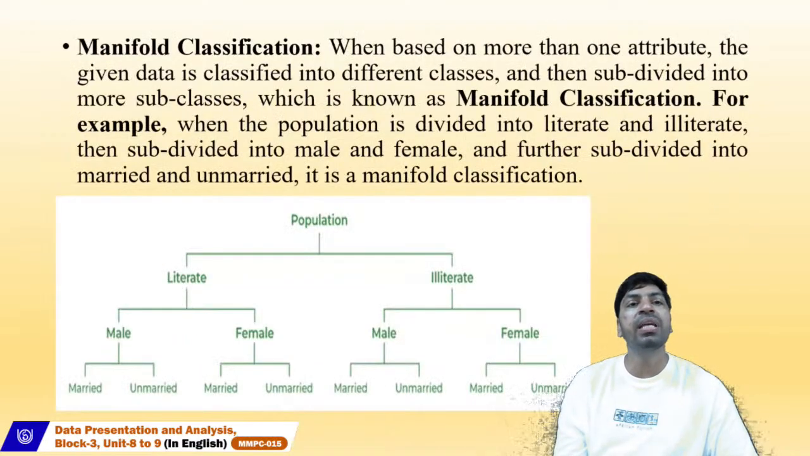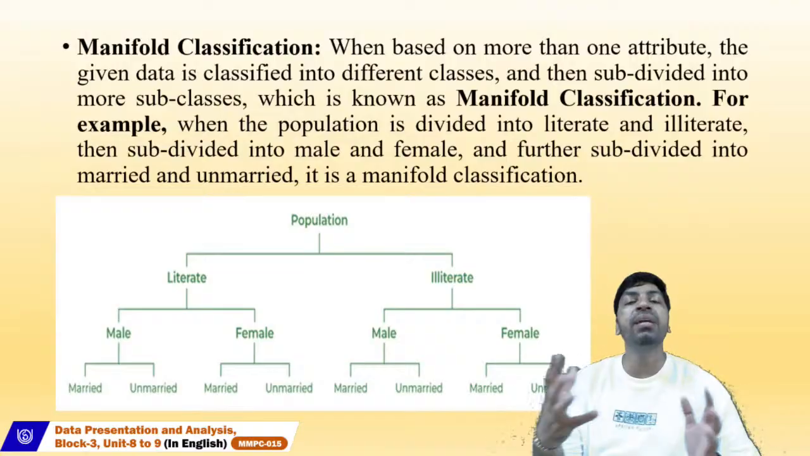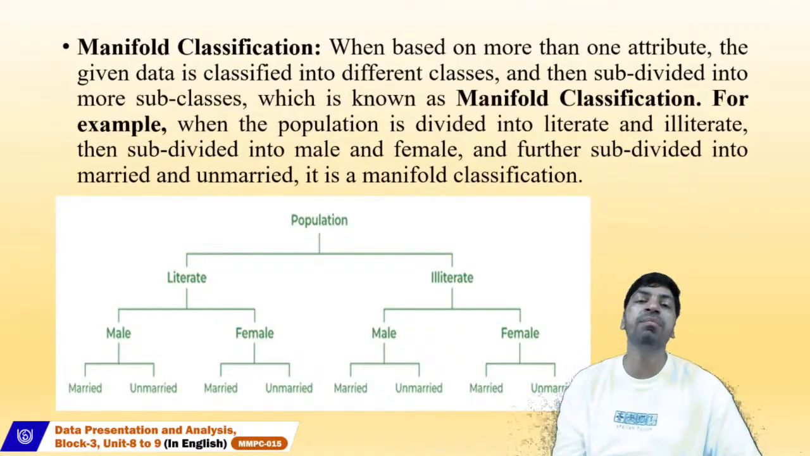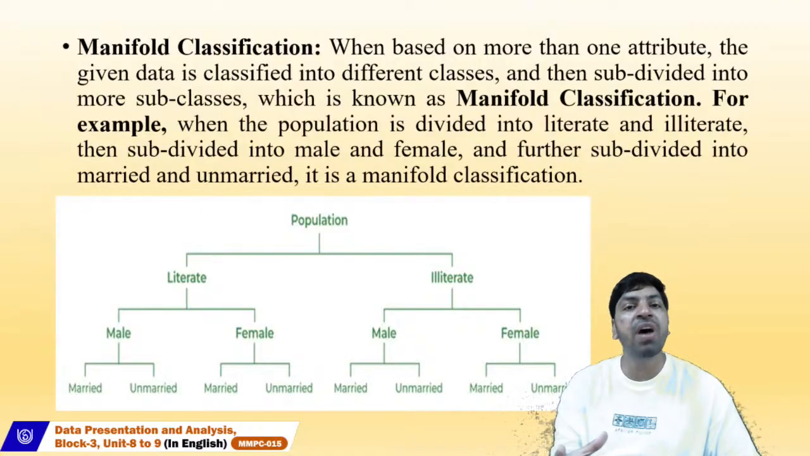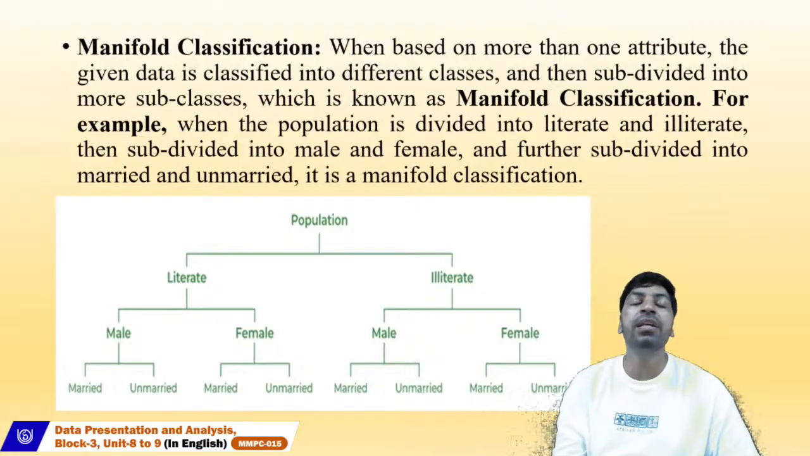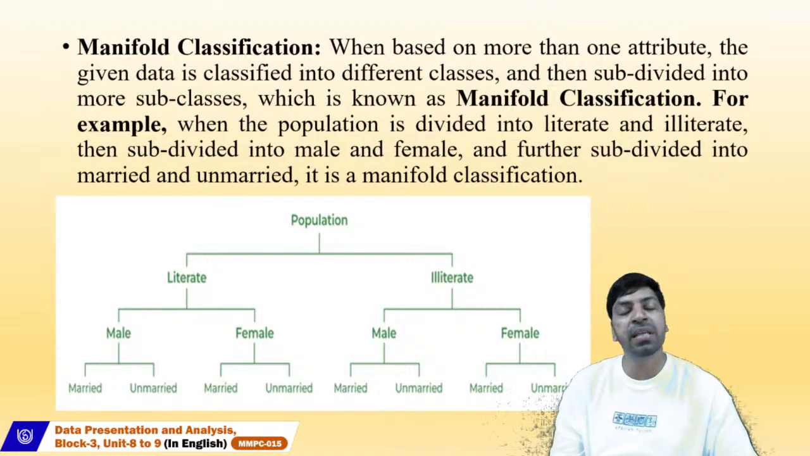And the next category is the manifold classification. When the researcher is considering more than one attribute, it becomes manifold classification. That means the data can be classified into different classes or subdivided into more subclasses, and that becomes a manifold classification. Let's take an example.